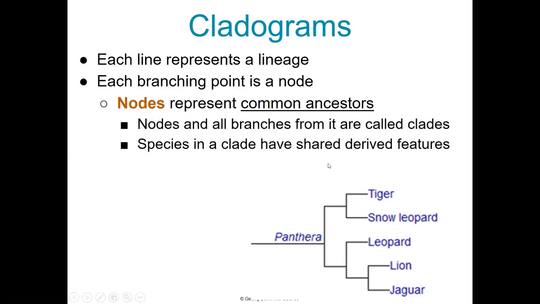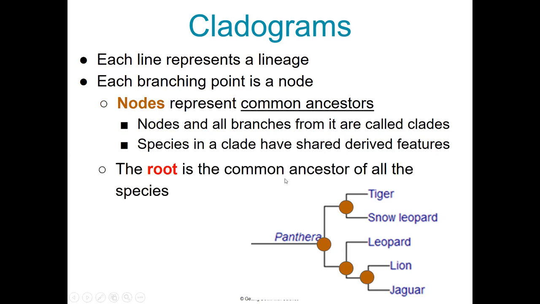Species in a clade are going to have some sort of shared derived feature. So there's some characteristic that we had down here when we branched from in the Panthera that all of these organisms are going to share some specific feature. So each of those are nodes.